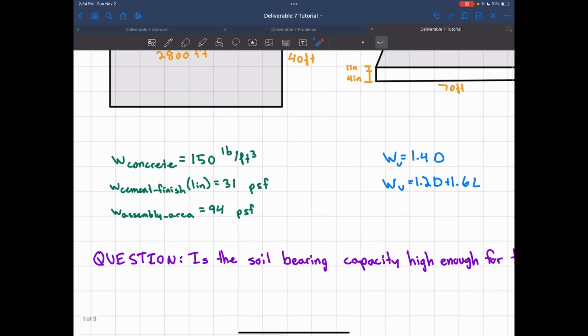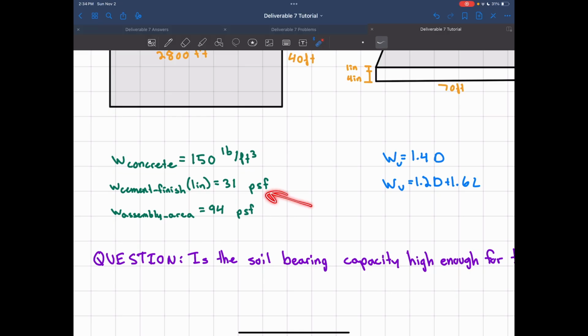Then you can see here we have some of our other weights. So we have the weight of concrete. Weight of concrete is very standard. 150 pounds per cubic foot is your base assumption. And then as your concrete mix changes, whether you add more water, more gravel, more sand, or cement, that number will fluctuate up and down.